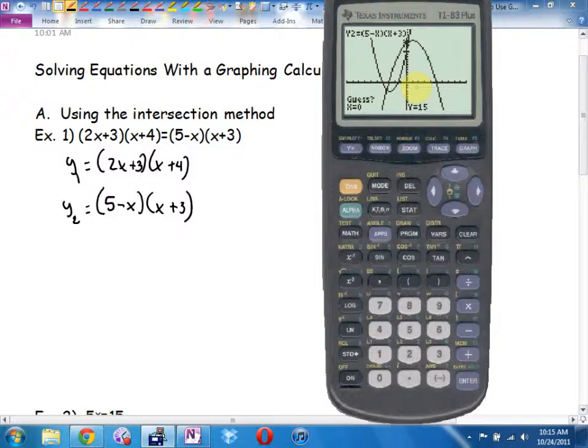I need to tell it which one I want to find. And that's why it's saying guess. It wants me to give it a guess, and it's going to use that guess to find a better guess, and it's going to use the better guess to find a better guess. It's going to do it about 1,000 times. It'll quit when it's accurate to about 99 decimal places. It actually approximates the roots. It never actually finds them exactly, but it finds them to 99 decimal places, which is accurate enough for our purposes. I want to find the left-hand intersection first.